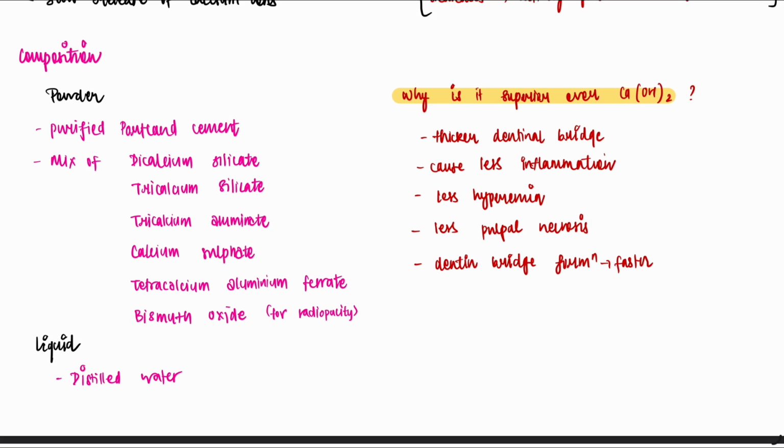Why is MTA superior to calcium hydroxide? It forms a thicker dentinal bridge, it causes less inflammation, less hyperemia, less pulpal necrosis, and the dentine bridge formation is faster.